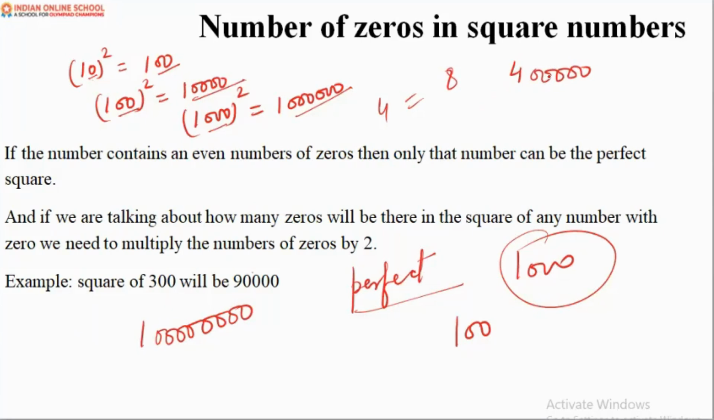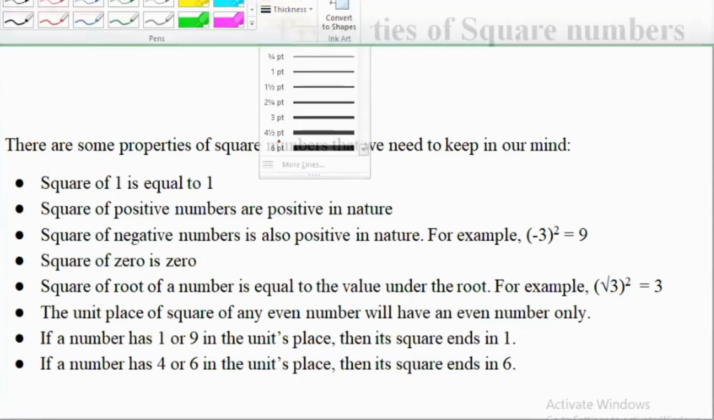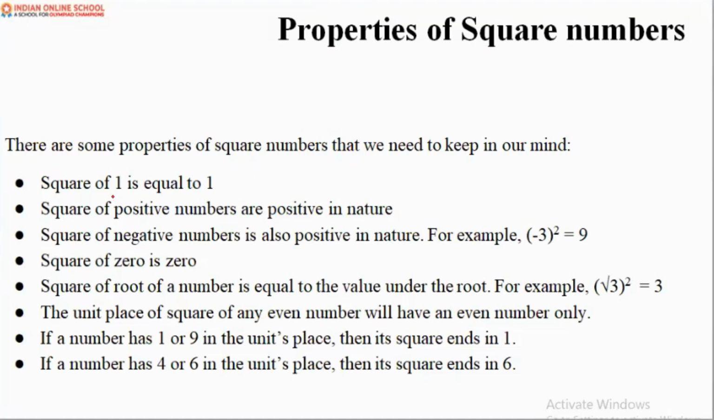Any queries? No. Now, since what we have learned, we will have a few properties related to square numbers. Those properties are: the square of 1 will always equal 1 only. Correct? And squares of positive numbers are positive in nature, and squares of negative numbers will also be positive in nature. If I'm doing the square of 2, I will get 4. If I'm doing the square of minus 2, then also I will get 4. Why?